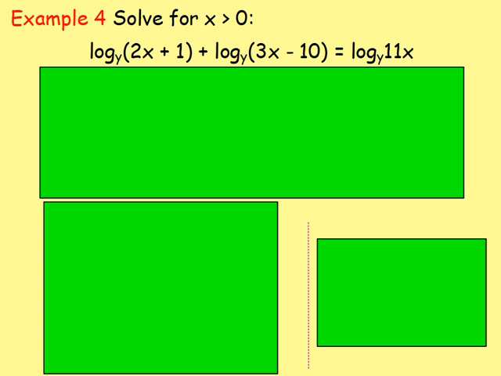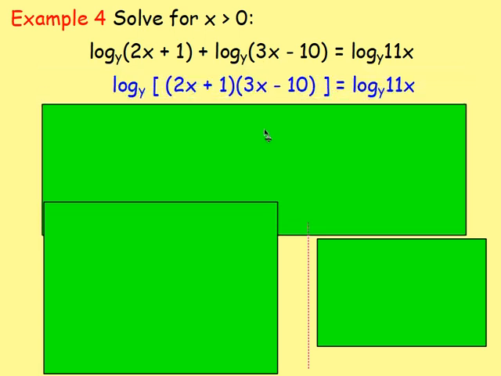Example 4, solve for x, but we want x to be bigger than 0. So for this one, log base y of 2x plus 1, plus log base y of 3x take away 10, equals log base y of 11x. So first thing we want to do, well, there's no numbers really in front of logs, so we can just go straight into applying the rules where if you've got the same base, then you can take the 2x plus 1 and the 3x take away 10 and multiply them together. So we get log base y of the 2x plus 1 times the 3x take away 10.